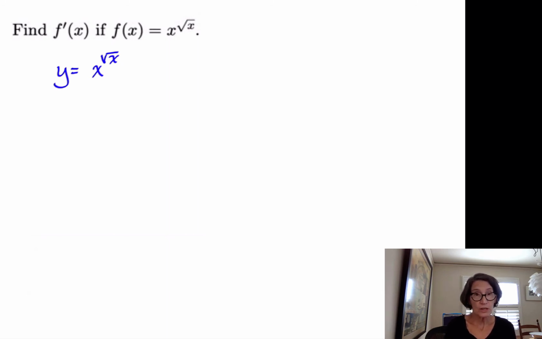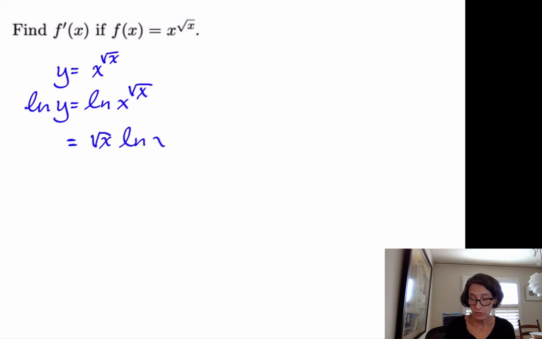So let's use it by taking the natural logarithm of both sides of this equation. So we get the natural log of y is equal to the natural log of x to the square root of x. Now, using a property of logarithms, we can rewrite the right-hand side as the square root of x times the natural log of x. All right, so now we're ready to differentiate. We're going to differentiate both sides of the equation with respect to the variable x.